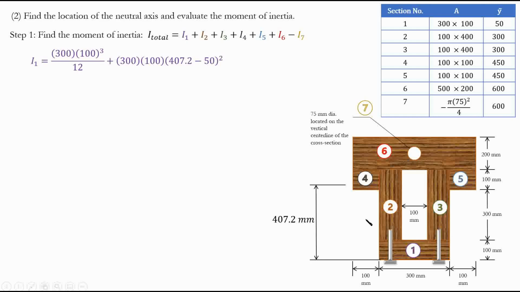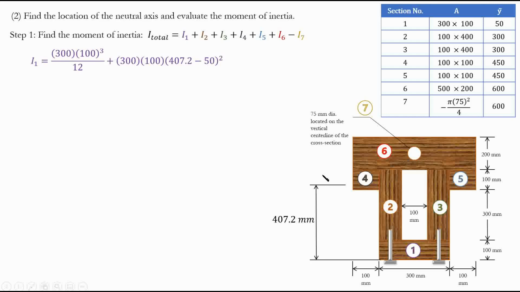But this is the moment of inertia of this piece about its own local axis. But we're not trying to find that. We're trying to find the moment of inertia of this section about the global neutral axis, or the global centroidal axis of this whole cross section. How can we do that? How can we convert that?